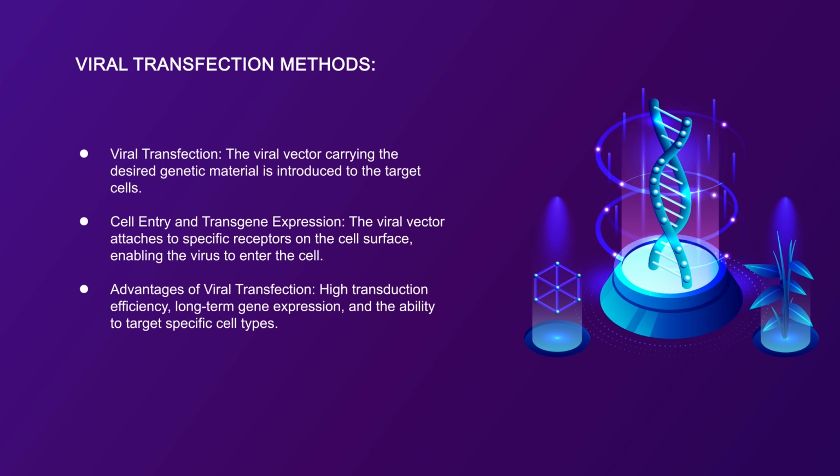Another point is related to cell entry and transgene expression. The viral vector attaches to a specific receptor on the cell surface, enabling the virus to enter the cell. Once inside, the viral genetic material is released and enters into the cell nucleus. The transgene is then integrated into the host genome or exists temporarily as an episome. The transgene is transcribed and translated by the cellular machinery, leading to the expression of the gene of interest. Such viral transfection has a lot of points through which we can identify its advantages.